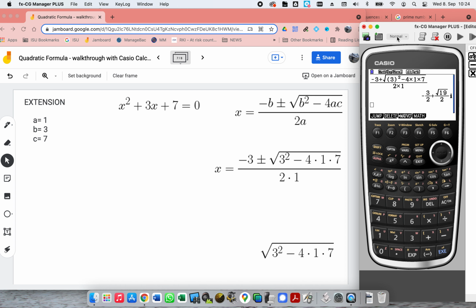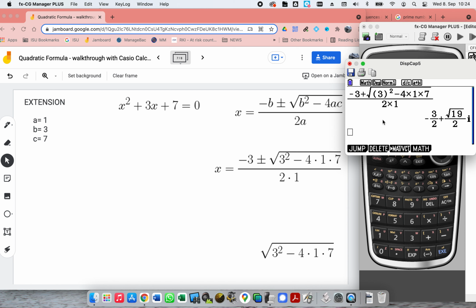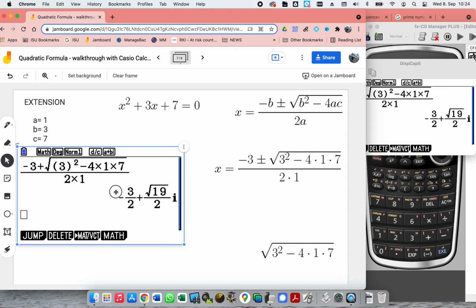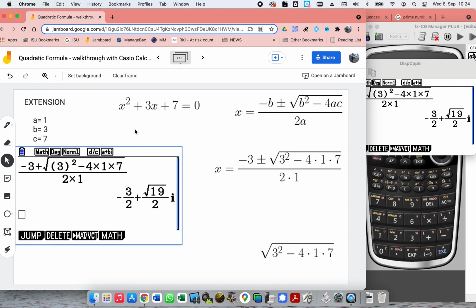Now, you'll notice here that there is an I in this answer. What that means is this has a solution, but it's not real. And as I said, in this course, we don't deal with numbers which are not real. So I'll quickly explain that.